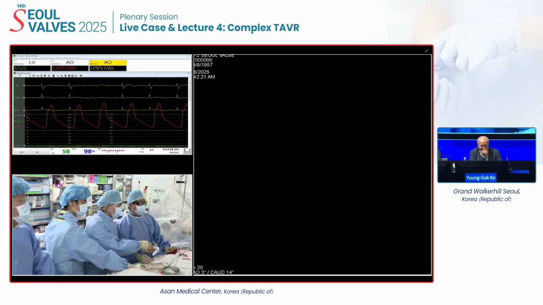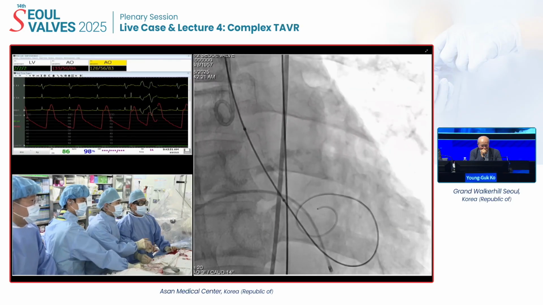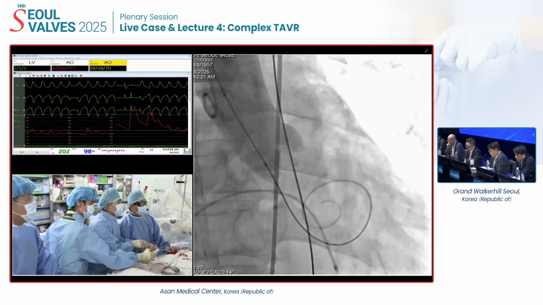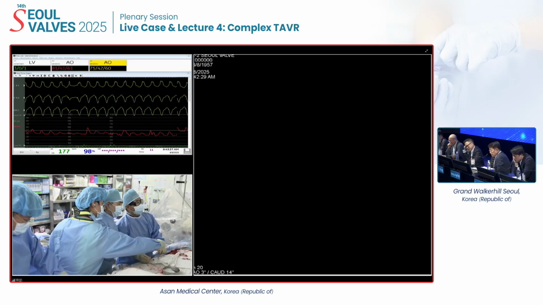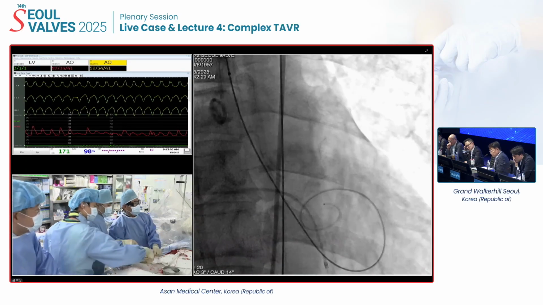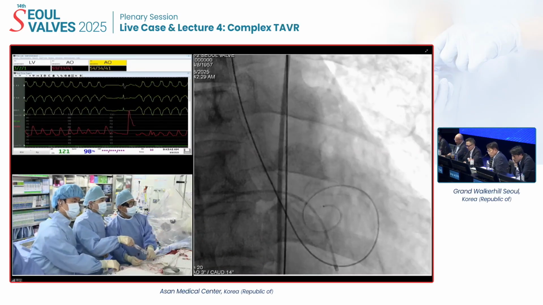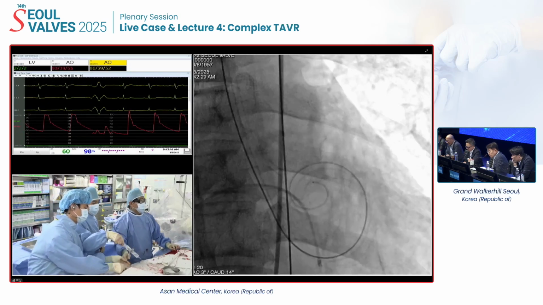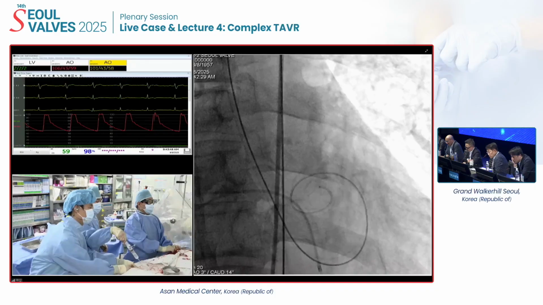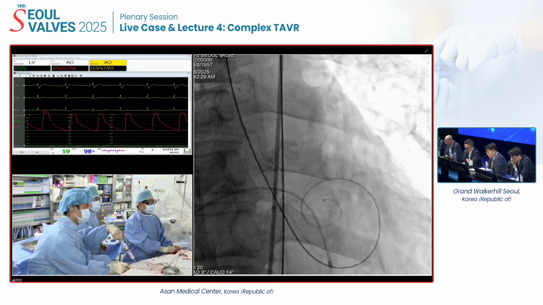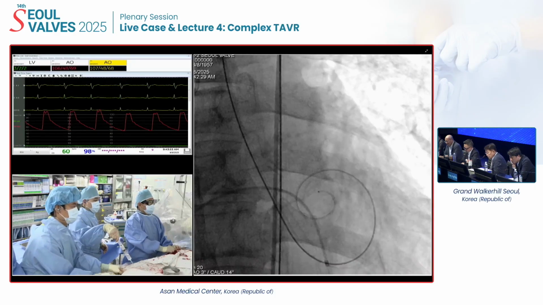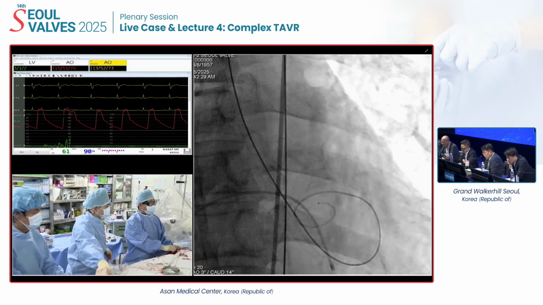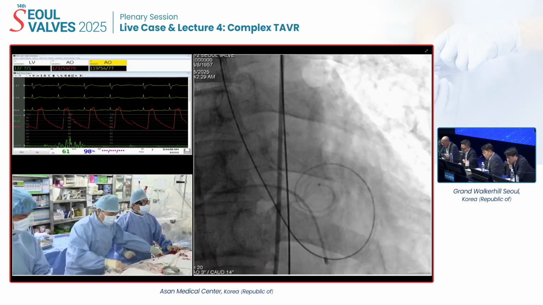Ready? Pacing on. Inflation. Contrast. Good. Deflation. Again. Off. Pacing on. So after balloon valvuloplasty, the patient's vital signs are still stable.